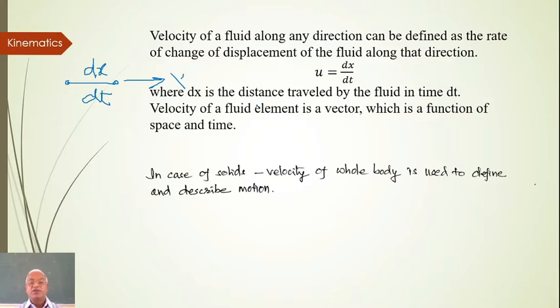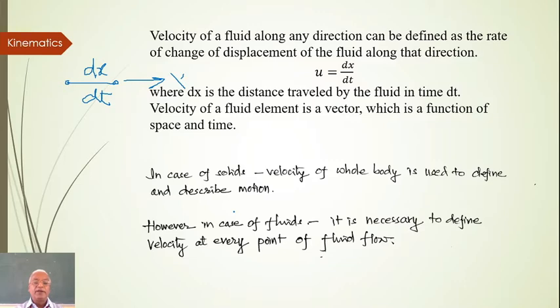So in case of solids, the velocity of the whole body is used to define and describe the motion. I have told you already, if there is a rigid body, it is simple, but in case of fluids it is necessary to define velocity at every point of fluid flow. So in case of solids, if I take a cylinder, let us say, now only one point's motion is enough to tell the motion of the whole object.